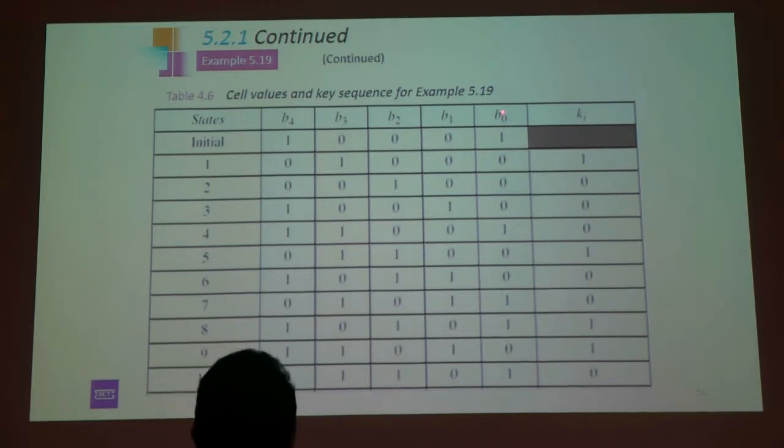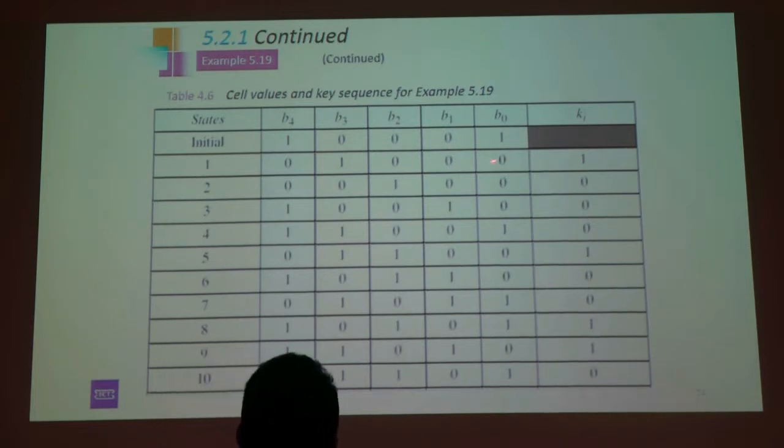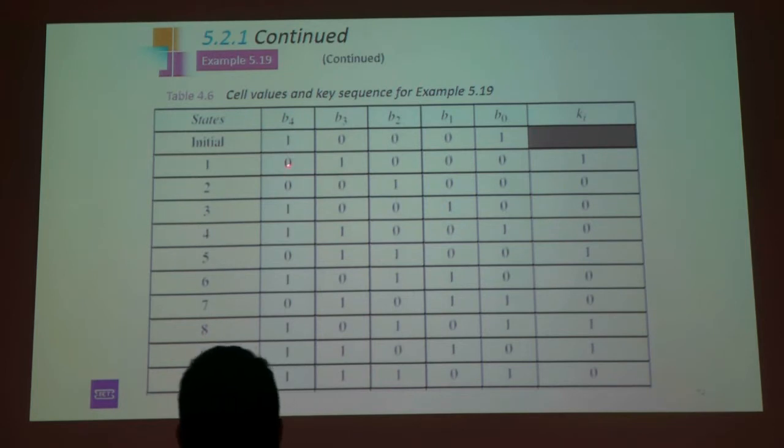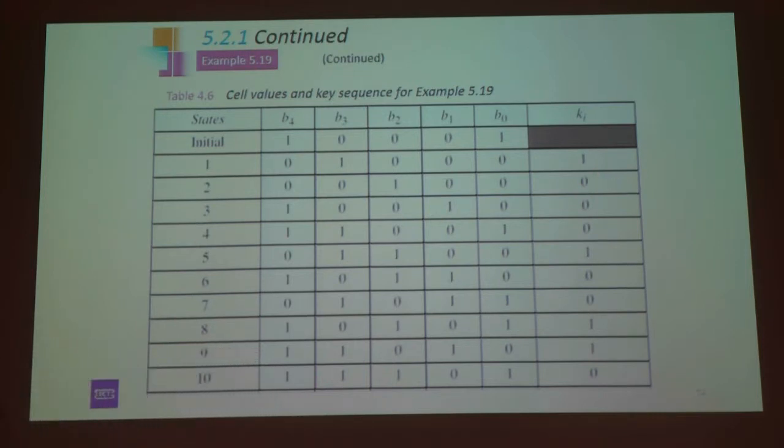Then now, B0 and B1 will be XORed. What's the value? 0. Then shift, 0 goes in here, 1 goes in here. So now I generated the second key, and so on and so forth. So what I'm doing in here is just one technique for generating a key.